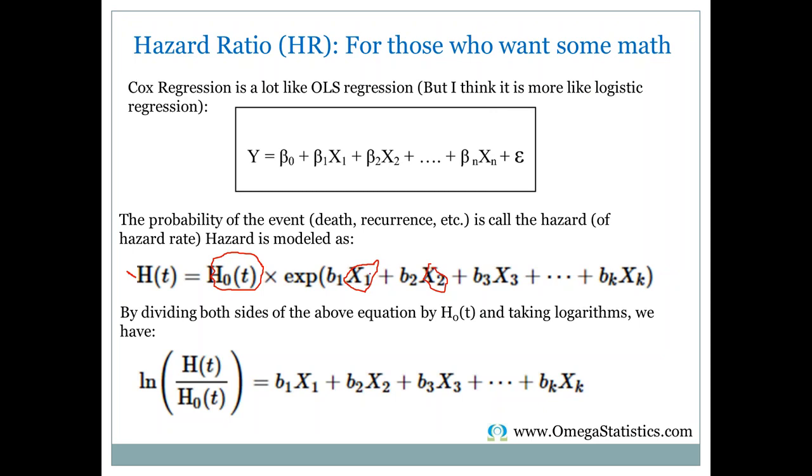So if these all zeroed out, you'd be left with h(t) equals h0(t), because if these all went to 0 and you took the exponent of that, it would go to 1. So it'd be times 1. This one is multiplicative, right? The regular regression uses addition, and this one uses multiplication. So you're multiplying this by 1, so you're just going to get this. So it's very similar in a lot of ways, right?